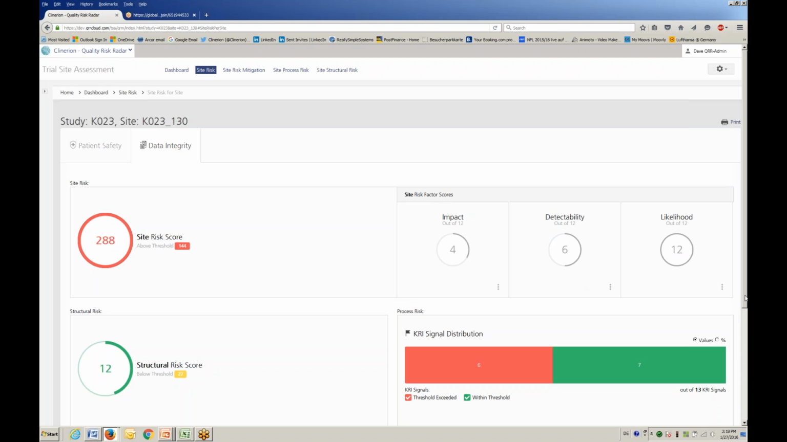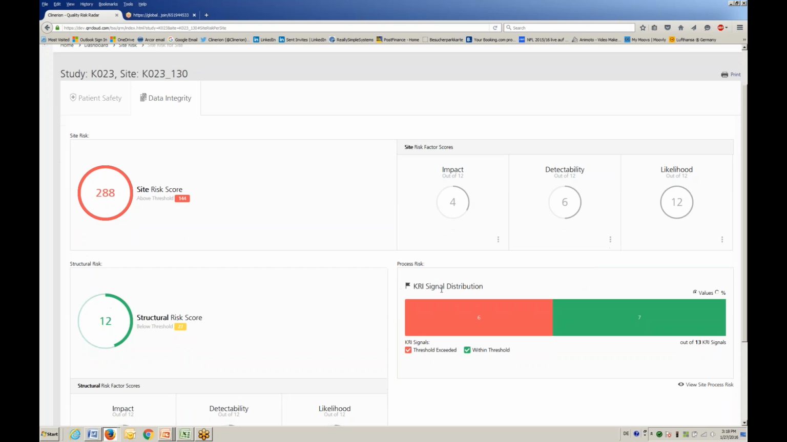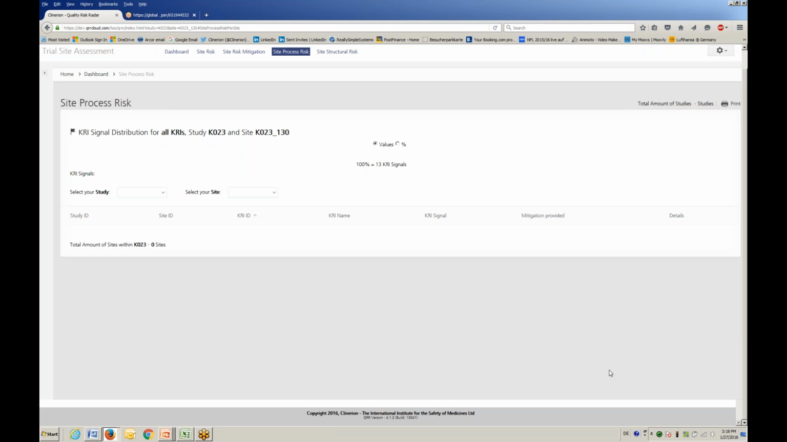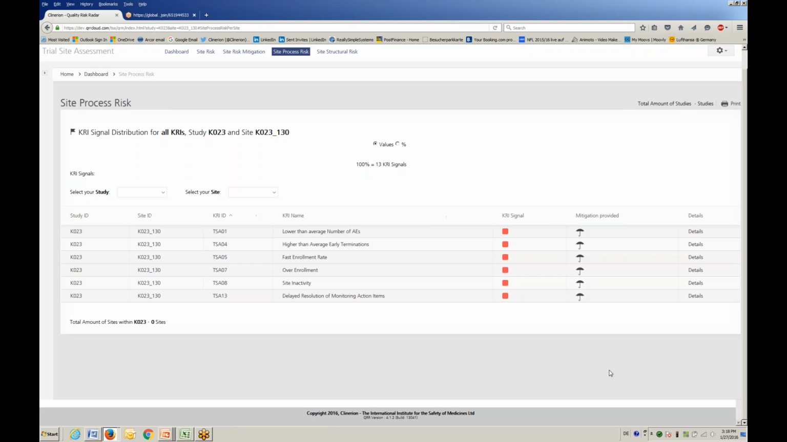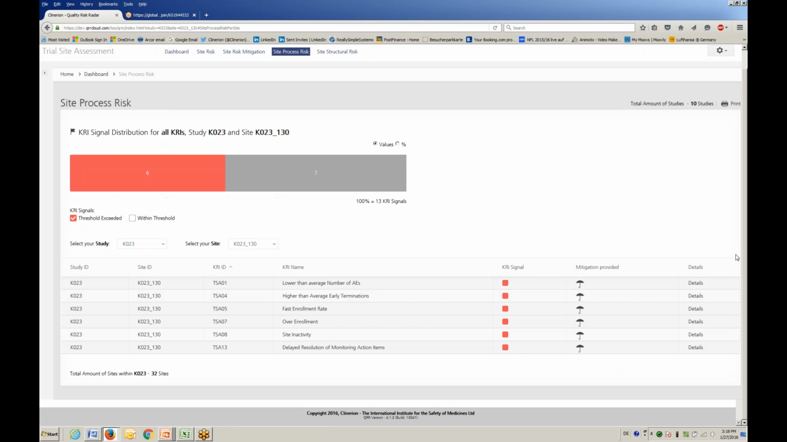So with no further ado, I'd then like to proceed and look in more detail at the process risk. So we should see that there are 6 of these KRIs, but what are they in particular? Which KRIs have gone beyond their quality thresholds? And when we drill down here, that's what this page is showing us. It shows in a straightforward fashion which KRIs we're talking about.